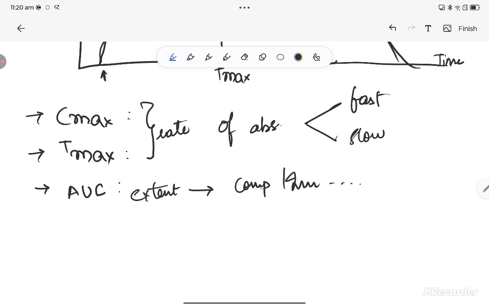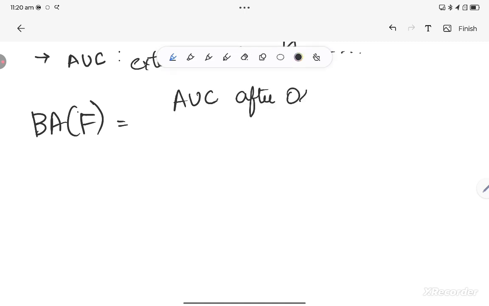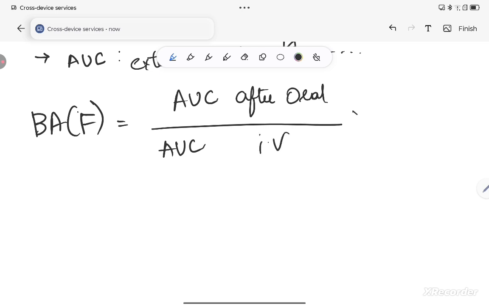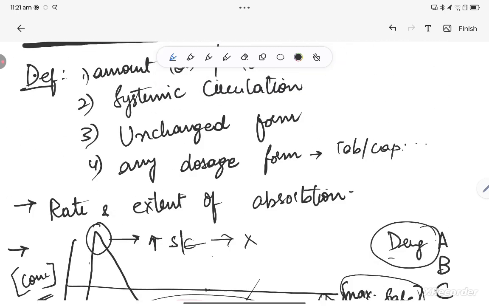Clear? Now, bioavailability is designated by the letter F and is calculated as area under curve after the oral dose divided by area under curve after the IV dose, into 100. So this is how we calculate bioavailability. So if a question comes for 5 marks on just bioavailability, this is what you have to write.